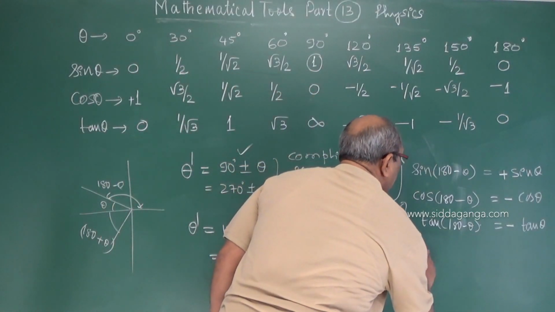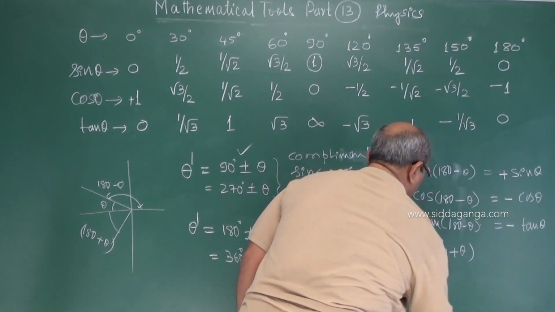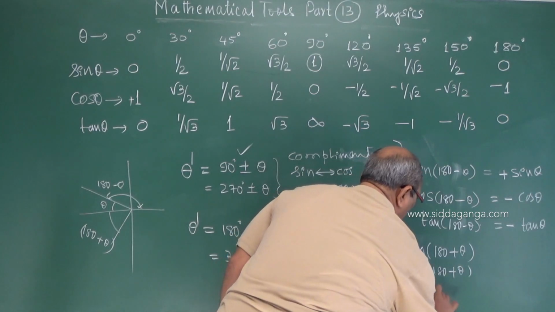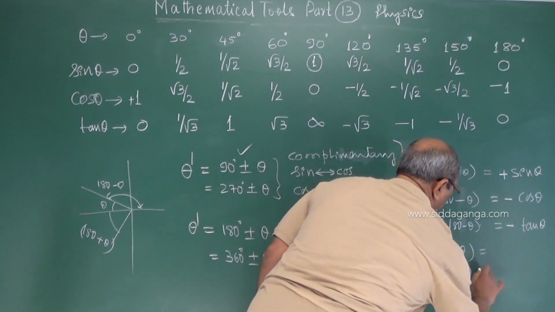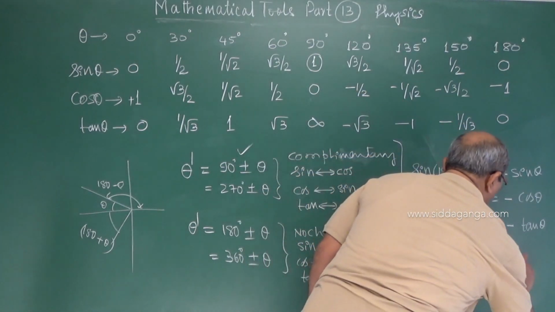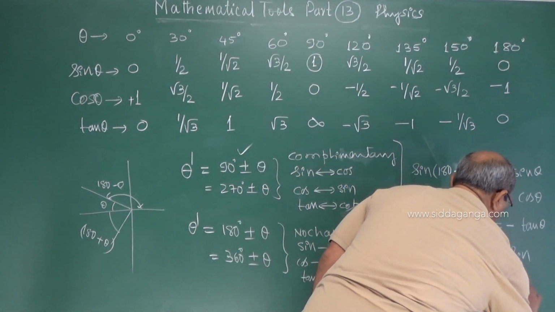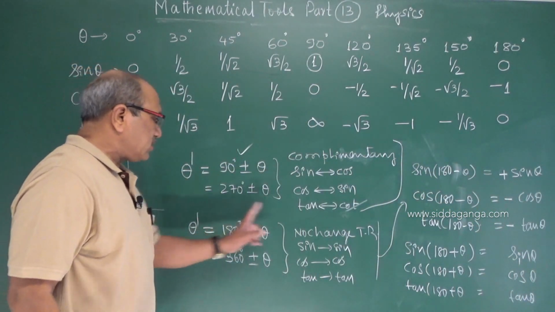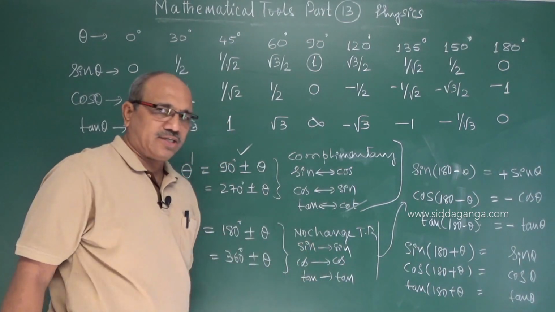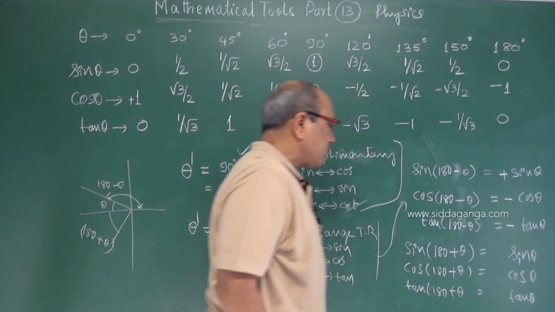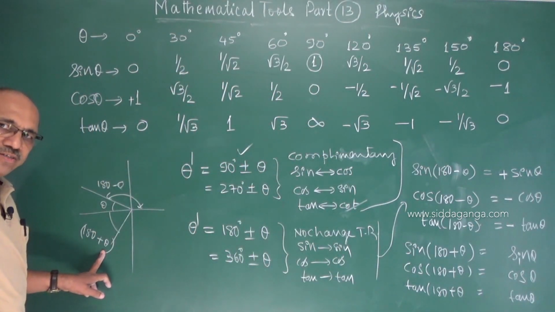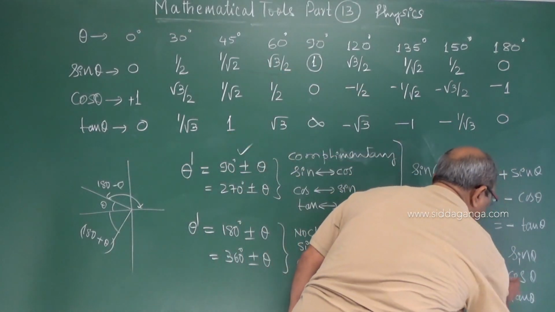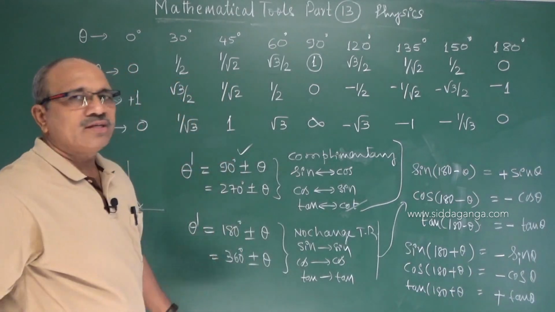Similarly, if I go to sine 180 plus theta or cos 180 plus theta or tan 180 plus theta, I have to write the same, no doubt: sine theta, cos theta and tan theta, no changing. Sine remains as sine, cos remains as cos, tan remains as tan. Whether positive or negative is decided here. 180 plus theta is in the third quadrant. In the third quadrant only tan is positive. Therefore, I can write this plus, and these two become negative.